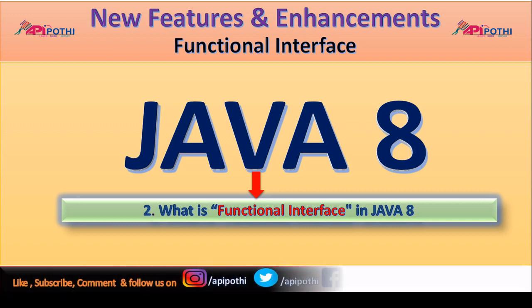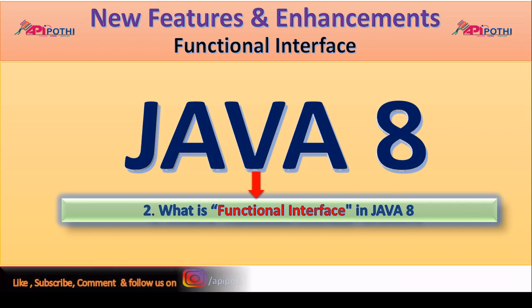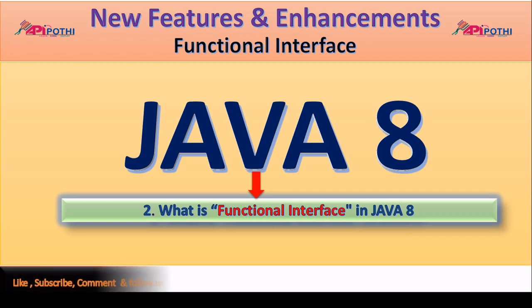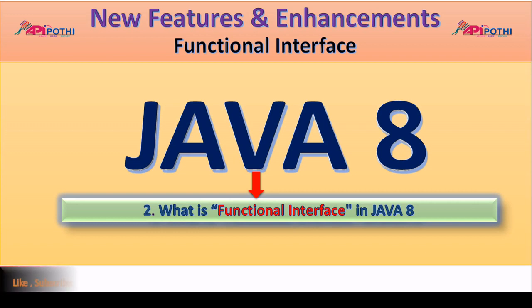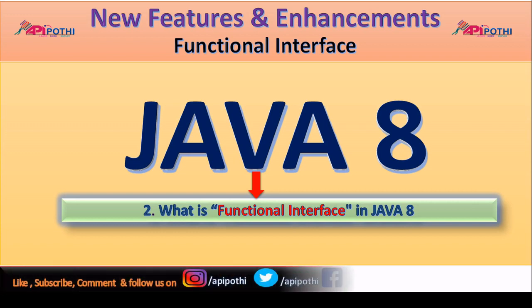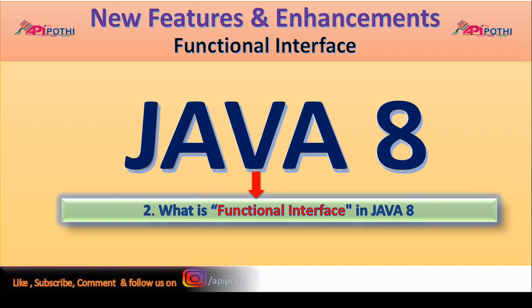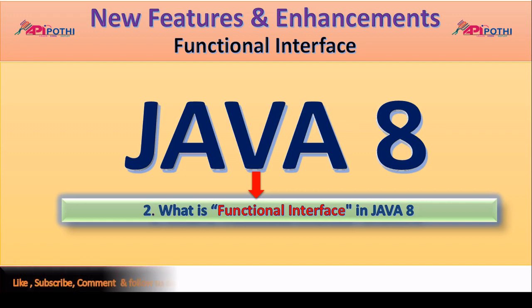So first thing is that the scope of this video is just to understand what the functional interface is, how to create the functional interface, and how to iterate the functional interface using lambda expression, which we are going to cover in some upcoming video. So in this video we are not going to iterate the functional interface using lambda expression.